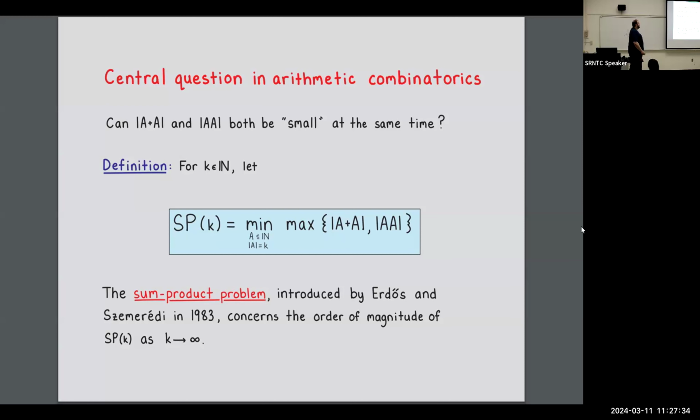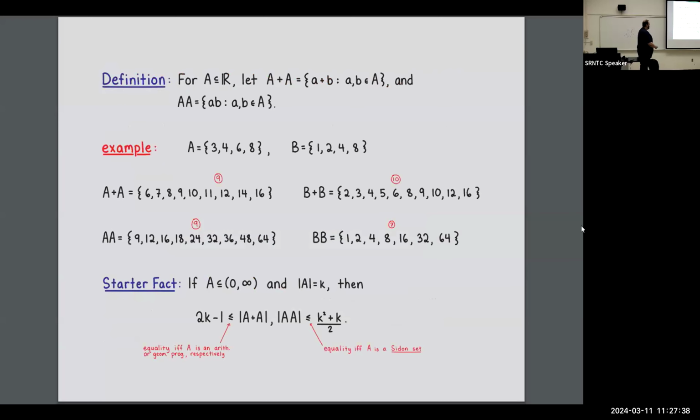Based on that starter fact from the previous slide, because these things are always between 2k minus 1 and (k squared plus k) over 2, this minimax is certainly at least linear in k and at most quadratic in k.